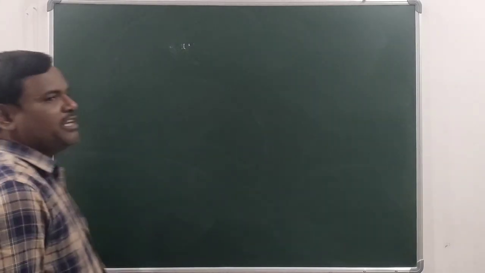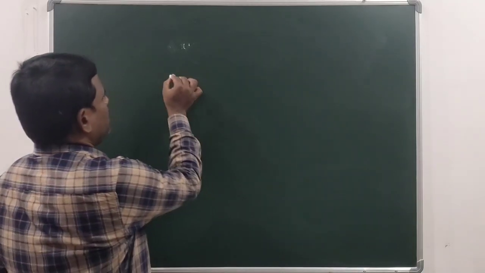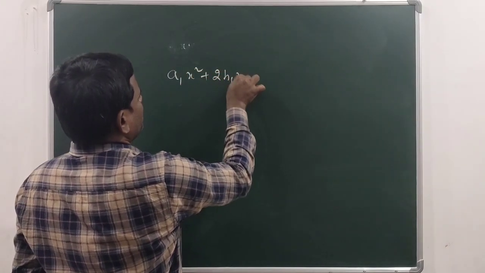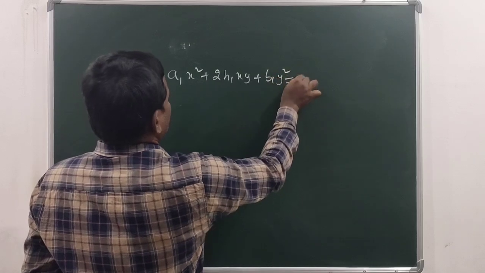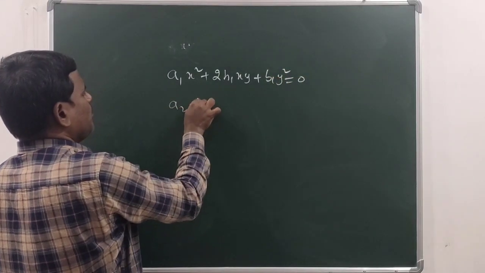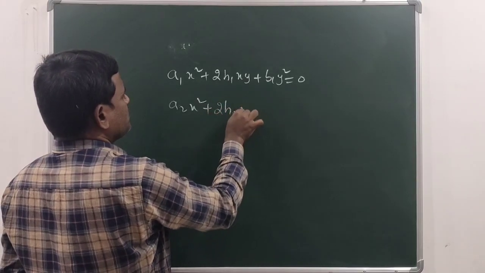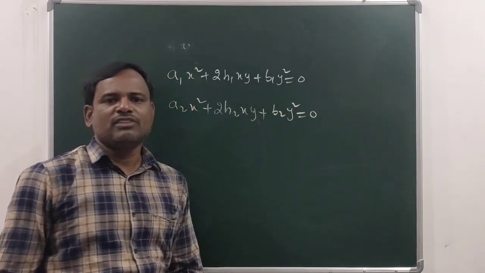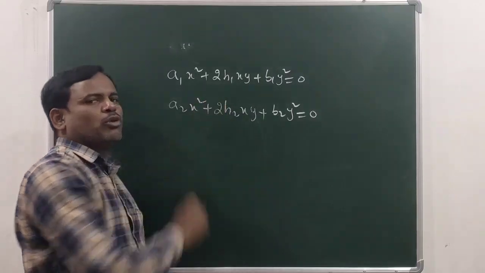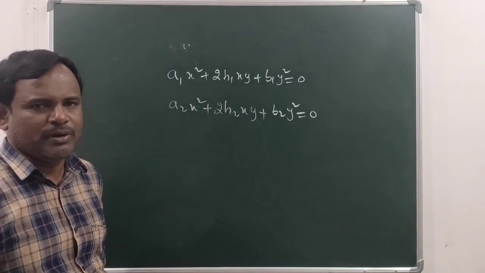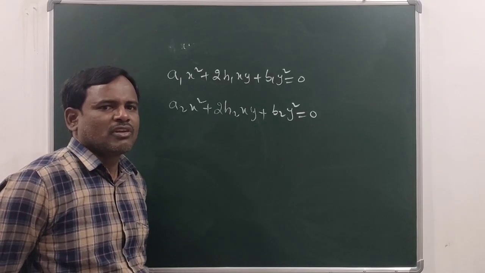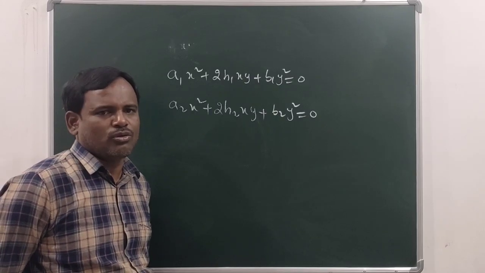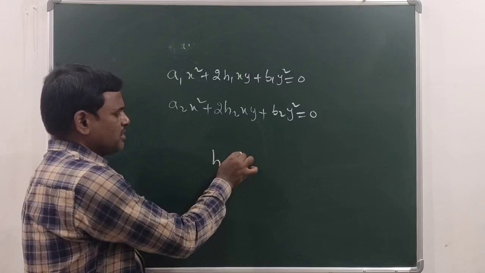Next, see one more property here, students. We have the same previous two pairs: a1 x square plus 2h1 xy plus b1 y square, and a2 x square plus 2h2 xy plus b2 y square. One of the lines in both is common and the other two lines are perpendicular. They will ask us to find that unknown value. In this case, you have to use this condition.